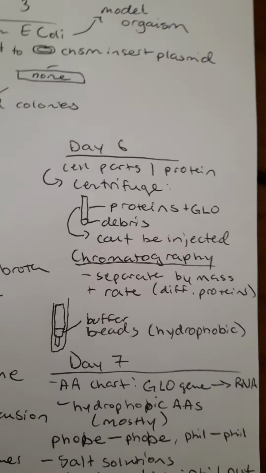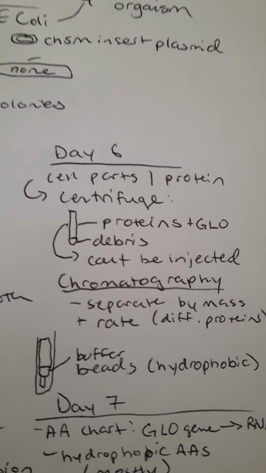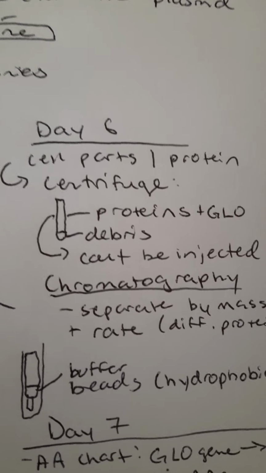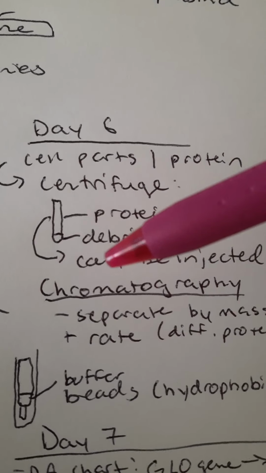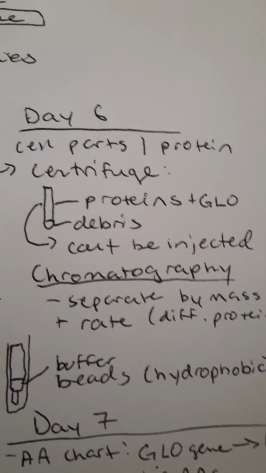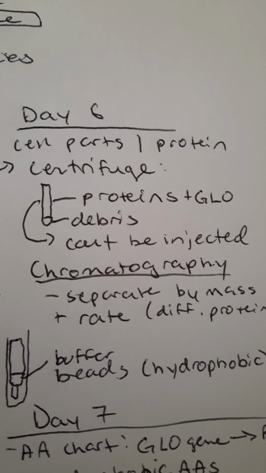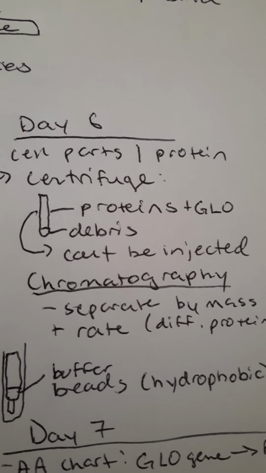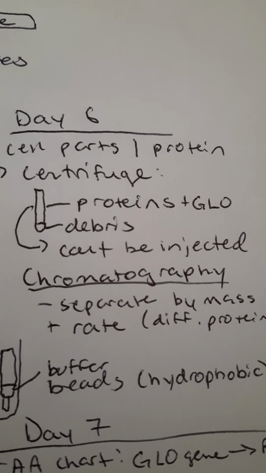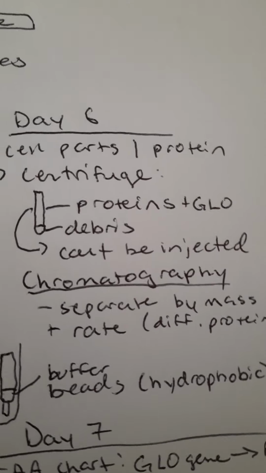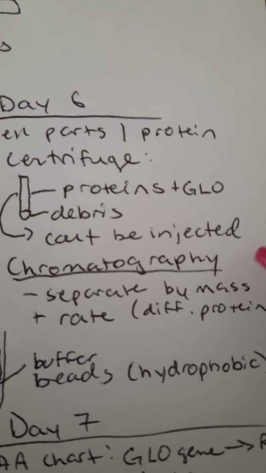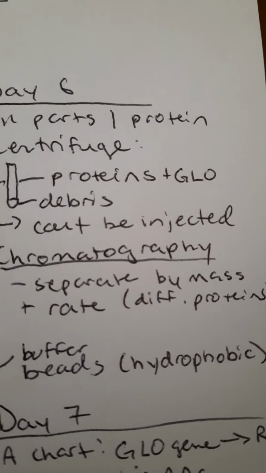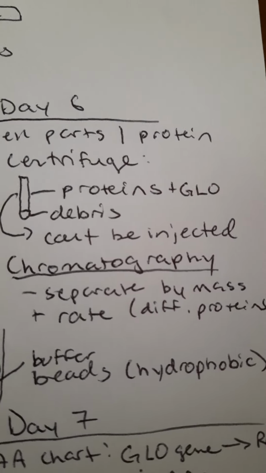Day 6 was separating cell parts from protein. Again, the centrifuge, because this is a physical separation, not a chemical one. So afterwards, the supernatant and the pellet again. The supernatant has all the proteins and the glow protein, hopefully. The debris will be in the pellet because it's heavier. And we can't inject it yet because it might have some bad side effects. It's from the lab into a living organism through testing. Can't do that yet because there's other proteins in there that might be harmful.